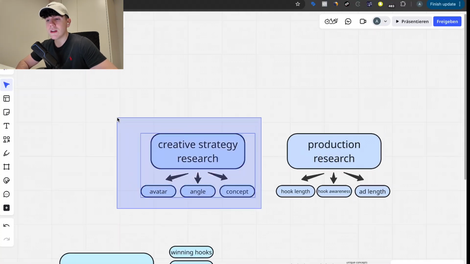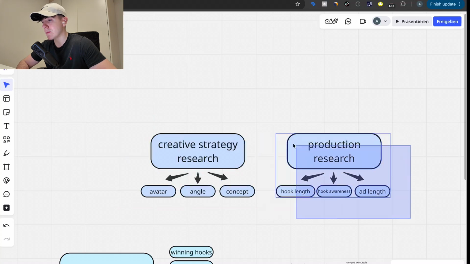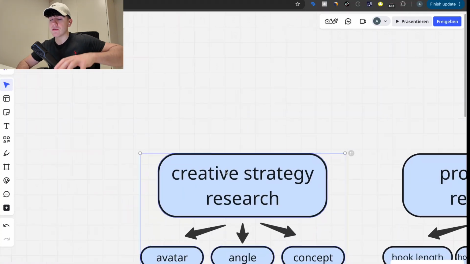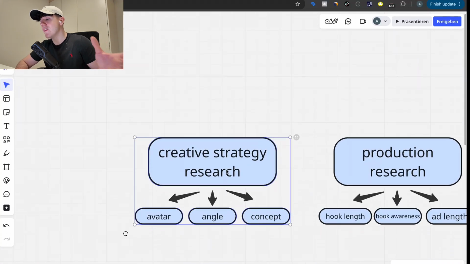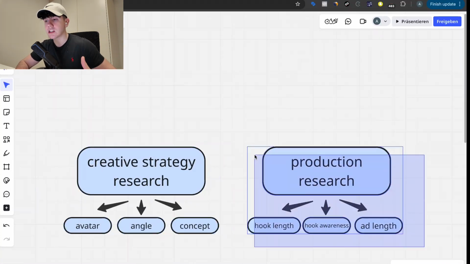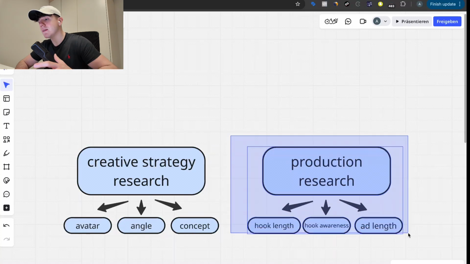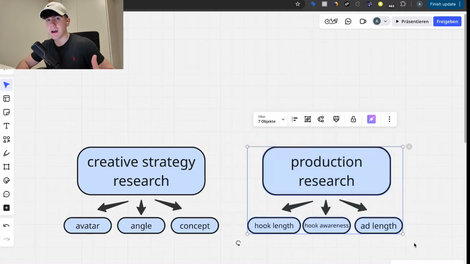And there's two different types of spreadsheets that we basically fill out. One of them is more of a creative strategy type of research. And then the other one is actually more of a production research. So for the production team, and so the actual editing and design behind it, for example.